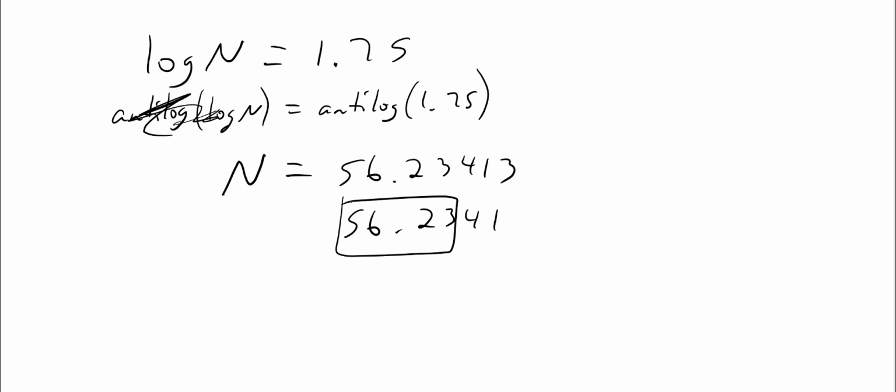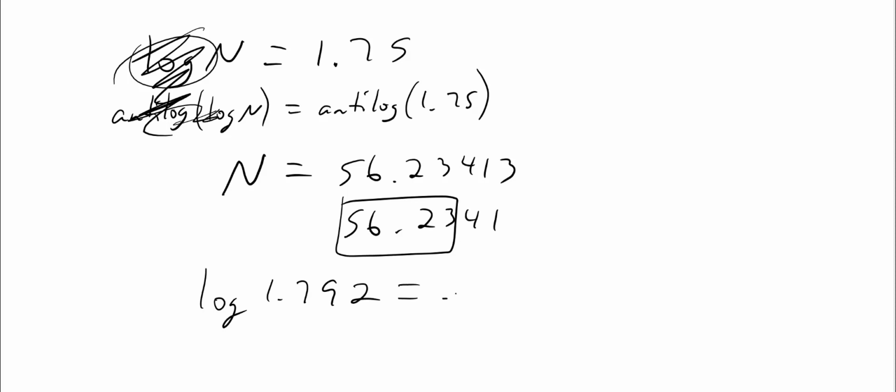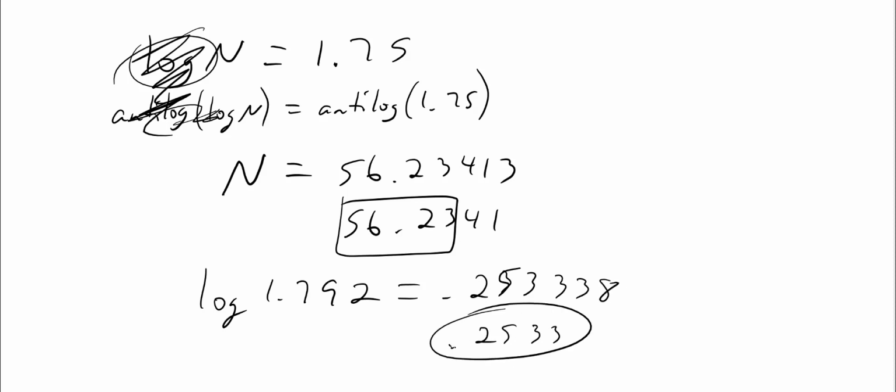Okay. So the rest of them, again, if it just says, hey, log of 1.792, you just take the log of that. If I'm solving for a variable, I have to solve for it and get rid of the log, then I do anti-log. But if I just say, hey, what is the log of 1.792? Okay, I would get 0.253338. So 0.2533. That would be my answer.